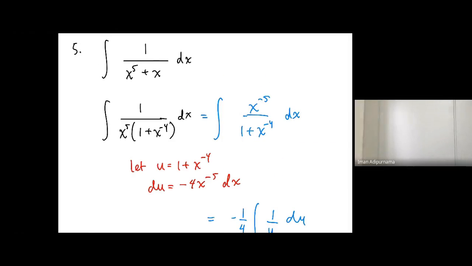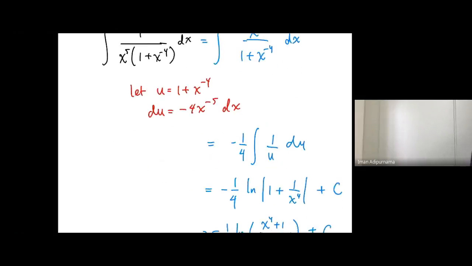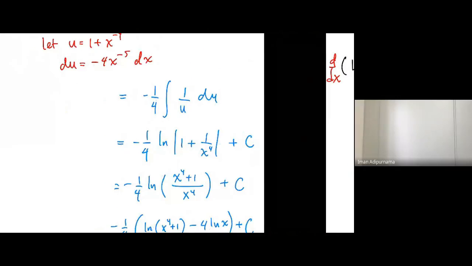Okay. Now this is 1 over x to the power of 5 plus x. I think I've given you an example similar to this question. So factorize x to the 5, we get the result. We get u, 1 plus x to the negative 4. Okay, you got here, right? Most of you, maybe some of you, get negative 1 over 4 and 1 plus 1 over x to the 4.